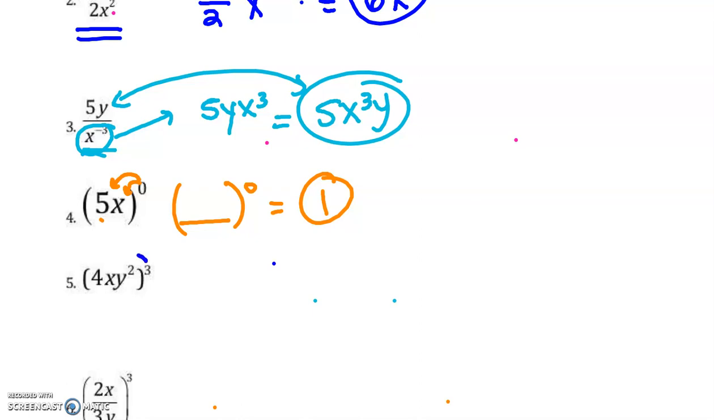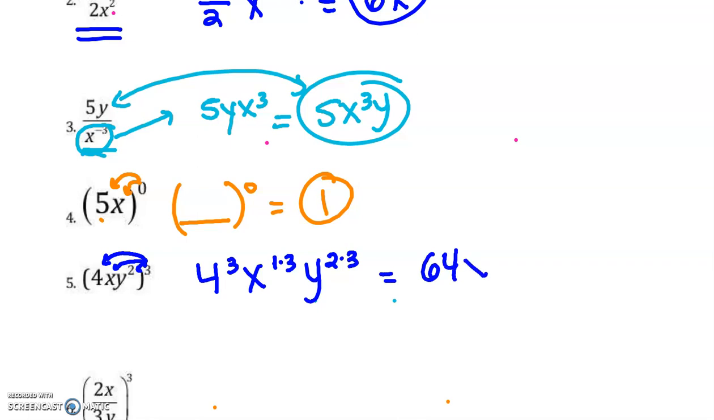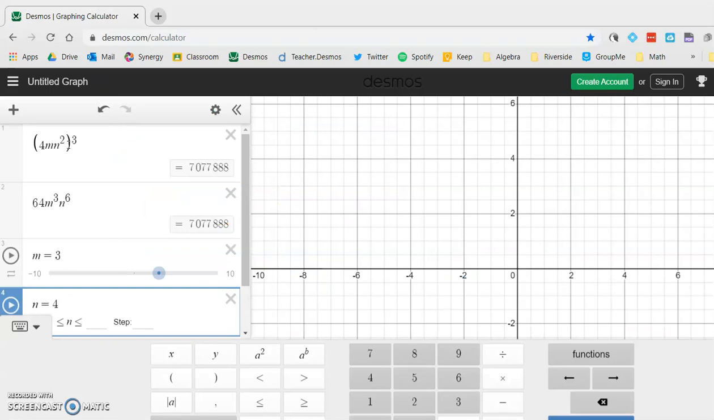This is a power to a power. And we're going to raise everything in here to the 3rd power, including that 4. We have 4 cubed. We have x to the 1 times 3 because we multiply the exponents when we're raising a power to a power. And y to the 2 times 3. 4 cubed is 64, x cubed, y to the 6th. I'm going to check this one on Desmos with you guys. I've used m and n in place of x and y. This is what we started with. This was the equivalent expression. And when I add sliders and set them to something other than 1, you can see that they're equivalent.